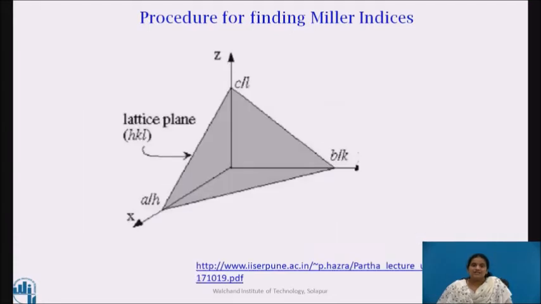So all the planes having the same structure of atoms which are parallel to each other, and therefore have the same orientation with respect to the three edges of the unit cell, belong to the same family of planes and represent the same Miller indices.